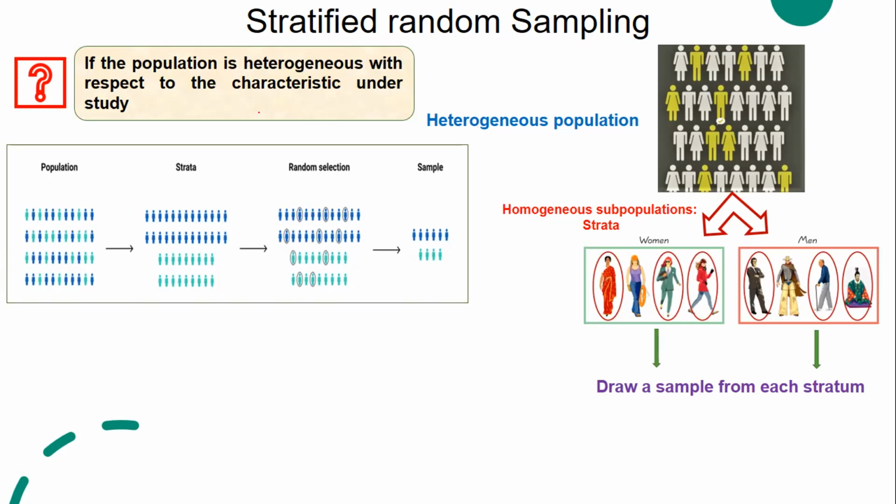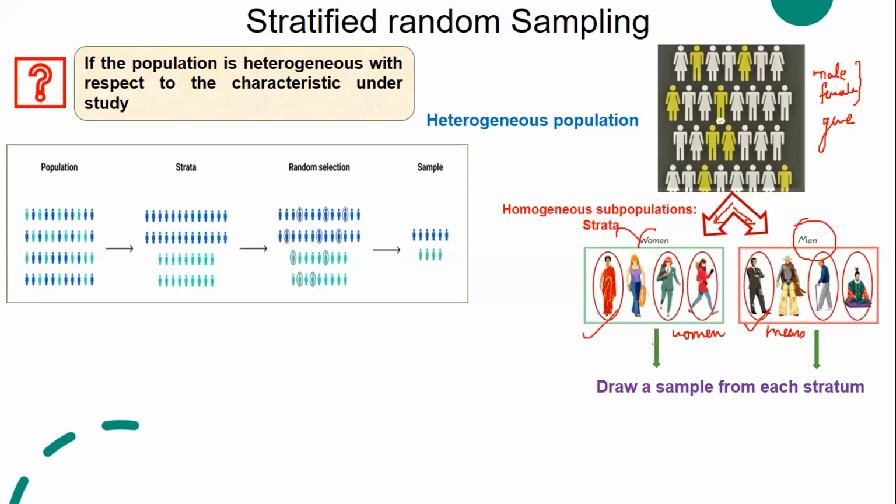When the population is heterogeneous, suppose I have a population, and on the basis of heterogeneity, these are male and female. So we have taken gender as the character under study. We will make different strata like women and men. So these are now homogeneous. See here, these are homogeneous strata. Here only men are there, and here women are there. So this is called stratified random sampling.